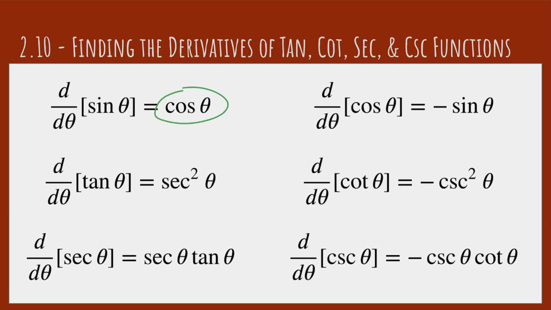The other pattern that's going to be really useful is that if we take the derivative of the non-cofunction, so sine, tangent, and secant, to get the derivative of the cofunction, it's basically going to be the opposite. So it's going to be the cofunction for that function. So the cofunction for cosine is sine. The cofunction for secant is cosecant. So instead of secant squared, we have cosecant squared. And obviously it's negative cosecant squared. Instead of secant times tangent, we have negative cosecant times cotangent. So these are the cofunctions for these.